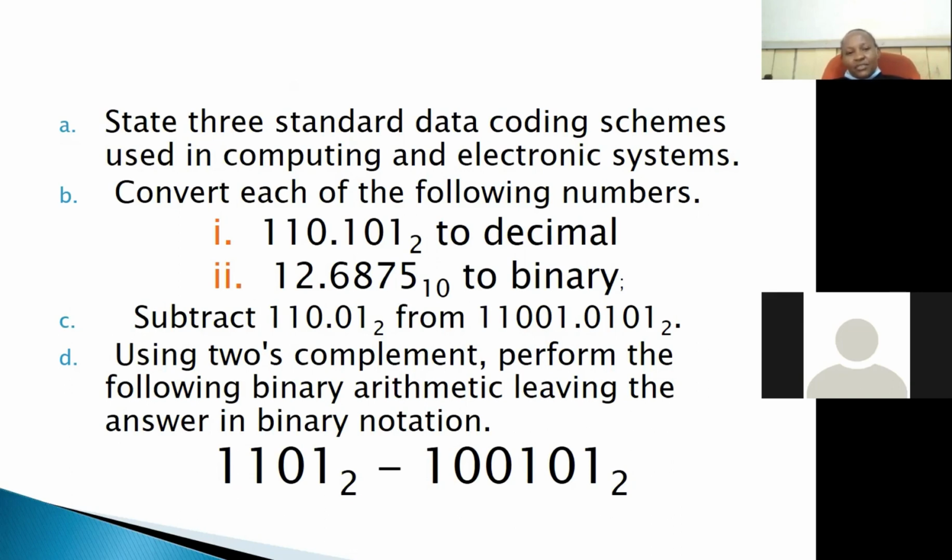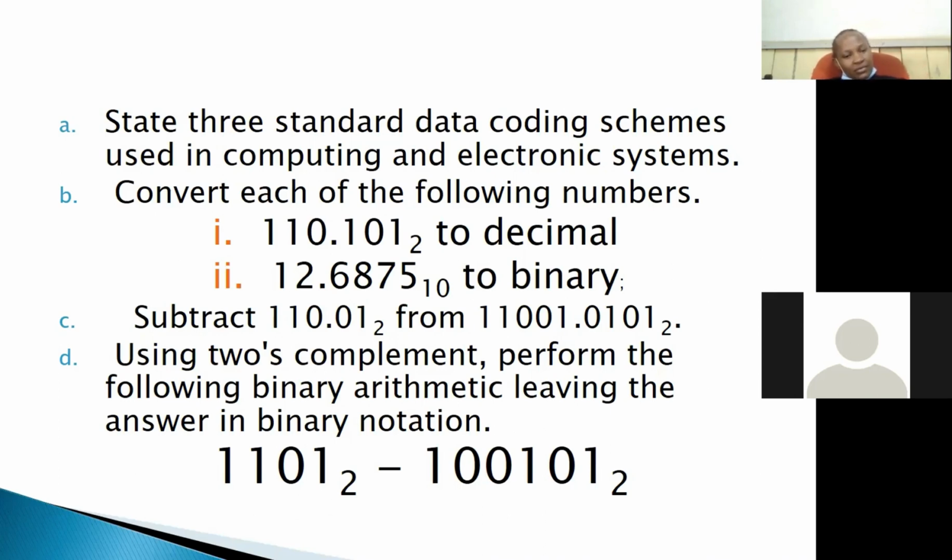Then convert each of the following numbers. You are converting 110.101 base 2 to decimal. Show the procedural conversion of the whole number part and the fraction part. How do you approach it? You multiply by their place values, and then you add them together, and then you get your answer.